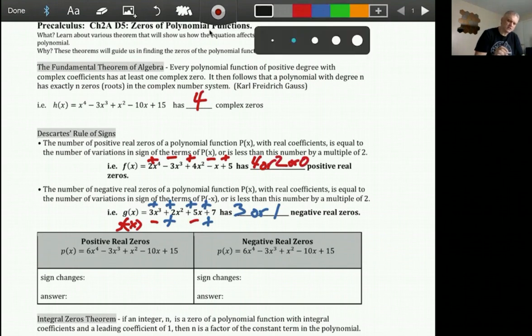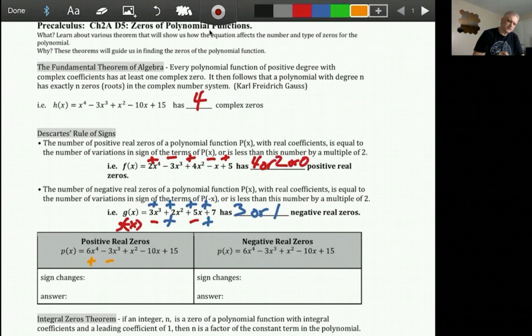So for p of x, let's look at finding the number of sign changes. We have positive, negative, positive, negative, positive. Sign changes: we've got 1, 2, 3. Oh wow, we got 4 of them. That's kind of neat. So 4 sign changes, which tells me there could be 4 positive real zeros. Or you could have a pair of imaginaries, which would bring you down to 2 real zeros that are positive. Or there might not be any positive real zeros.